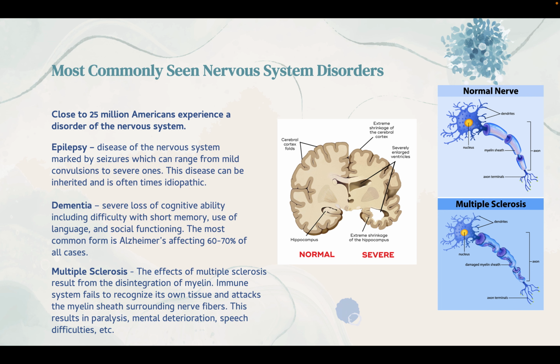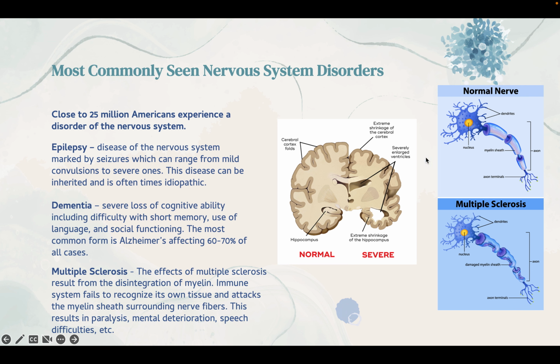The second disorder is dementia. The most common form of this is Alzheimer's, which is 60 to 70% of all cases. Here, we have a diagram depicting a brain with dementia on the right and a brain without dementia on the left, and you can see how it shrinks the brain.